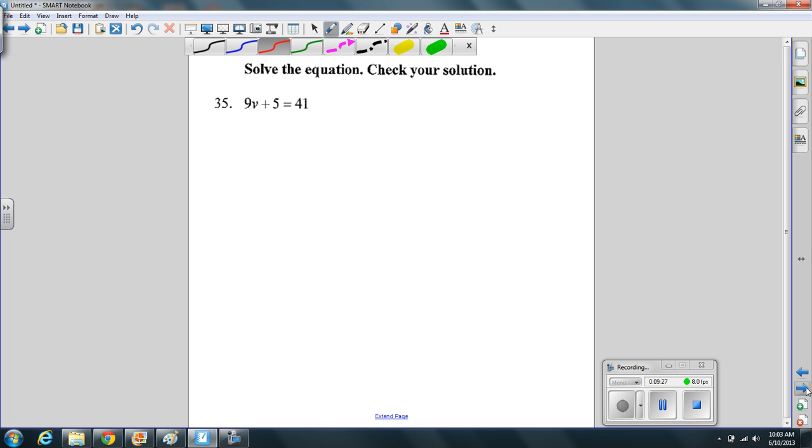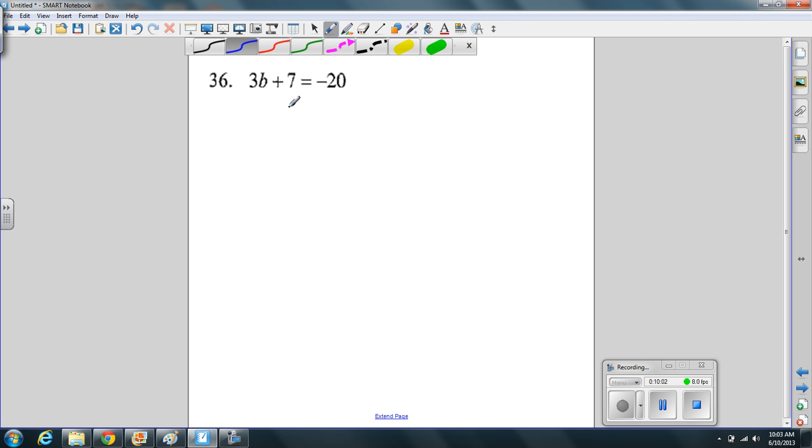Number 35 is a two-step equation. I see multiplication in here and I see addition. So we're going to work backwards. We're first going to subtract 5. So 41 minus 5. So we have 9v equals 36. To undo multiplication, we divide both sides by 9. So 36 divided by 9, v equals 4.